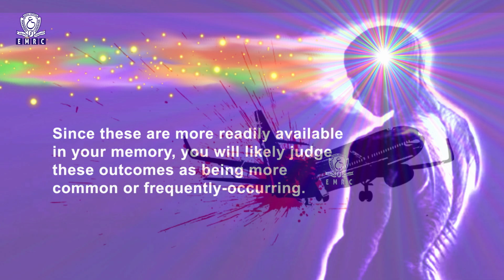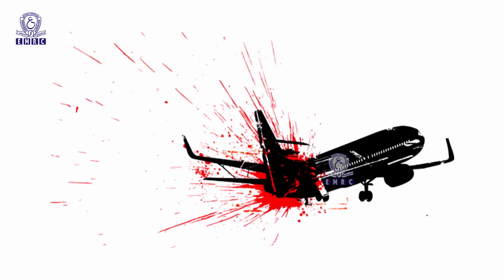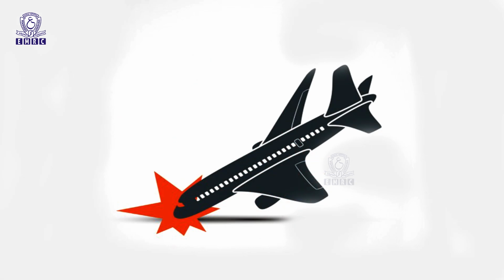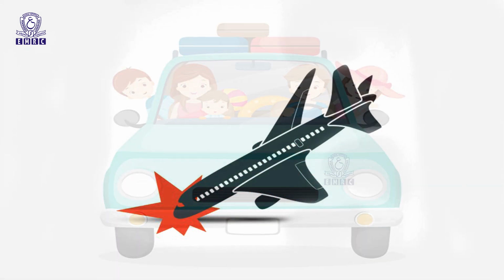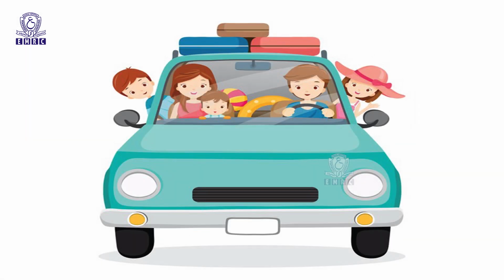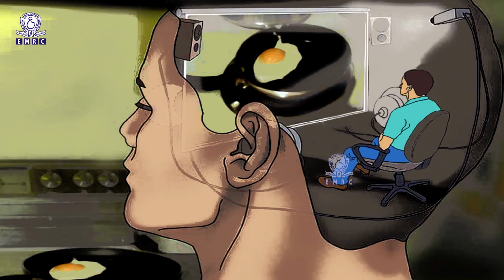frequently occurring. For example, if you are thinking of flying and suddenly think of a number of recent airline accidents, you might feel like air travel is too dangerous and decide to travel by car instead. Because those examples of air disasters came to mind so easily, the availability heuristic leads you to think that plane crashes are more common than they really are.